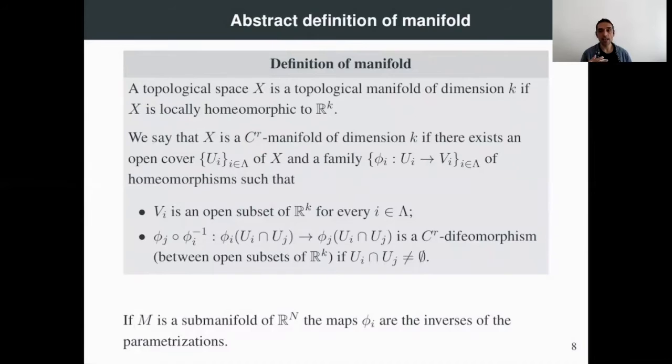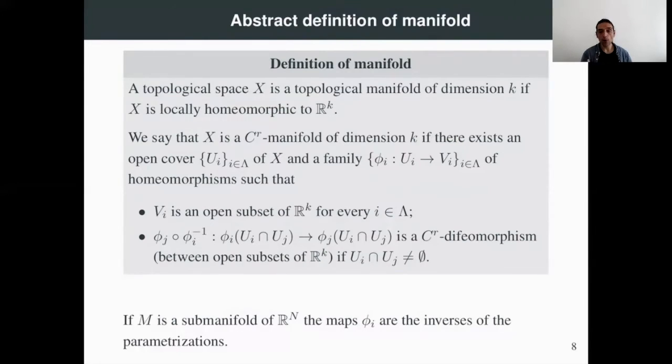Okay, so what is a C^r manifold? X is going to be a C^r manifold of dimension k if there exists an open cover of X, that makes sense, X is already a topological space, and a family of maps, indeed of homeomorphisms, phi_i defined in U_i and whose target is V_i, such that besides being homeomorphisms, they satisfy the following properties. V_i is an open subset of R^k for every i. So here we have just open subsets of a Euclidean space.